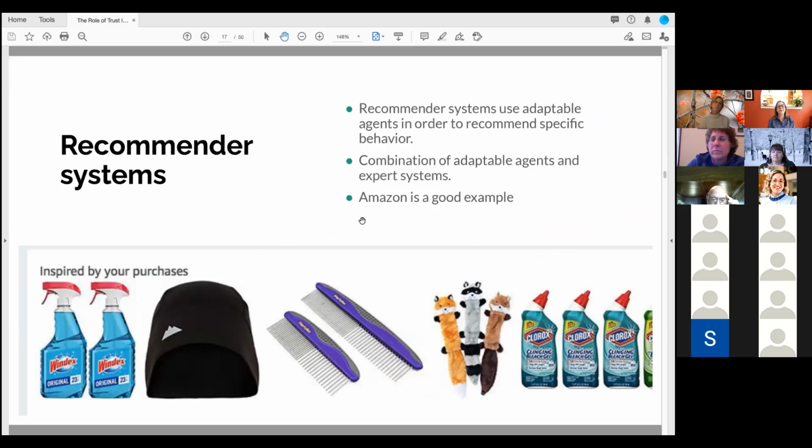Recommender systems is probably what you're most used to. They use adaptable agents to recommend specific behavior, so it's really a combination of a couple of things, adaptable agents and expert systems. Amazon's a great example because it says, based on what you already bought, here are some other things, but people like you, people who bought Windex also bought Clorox.